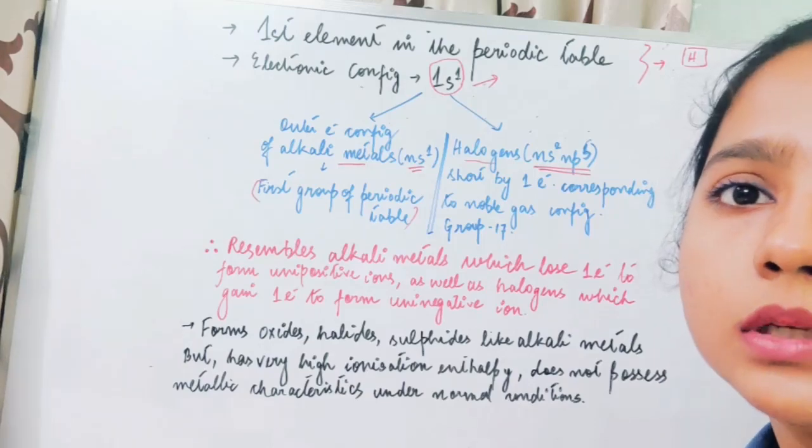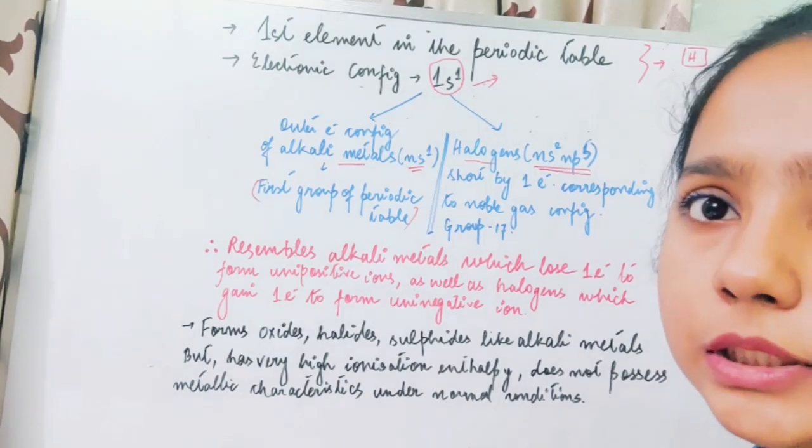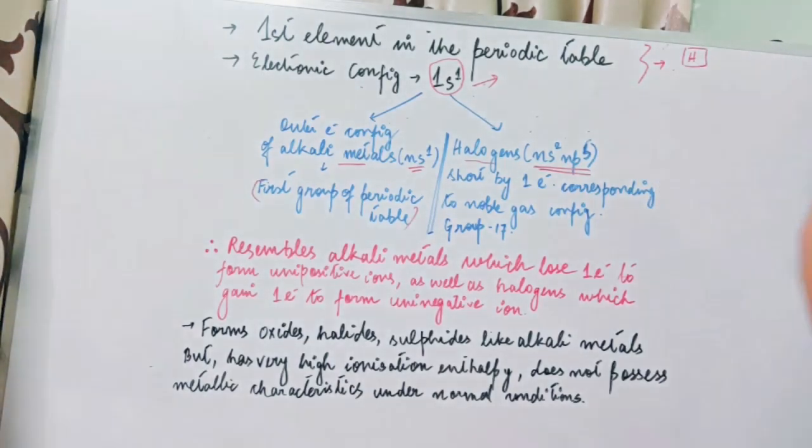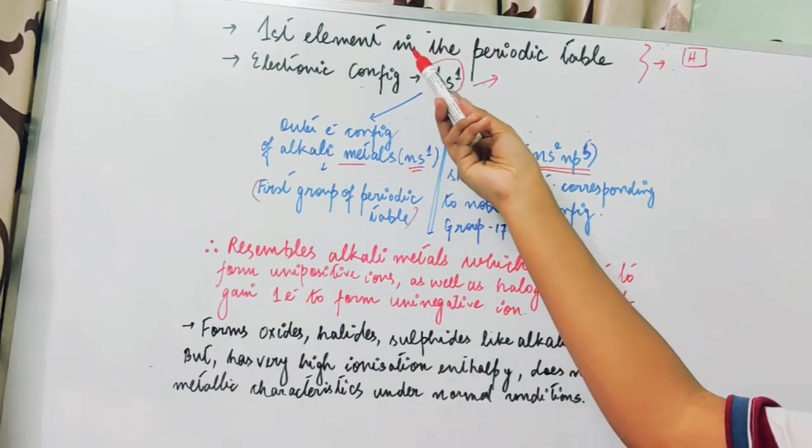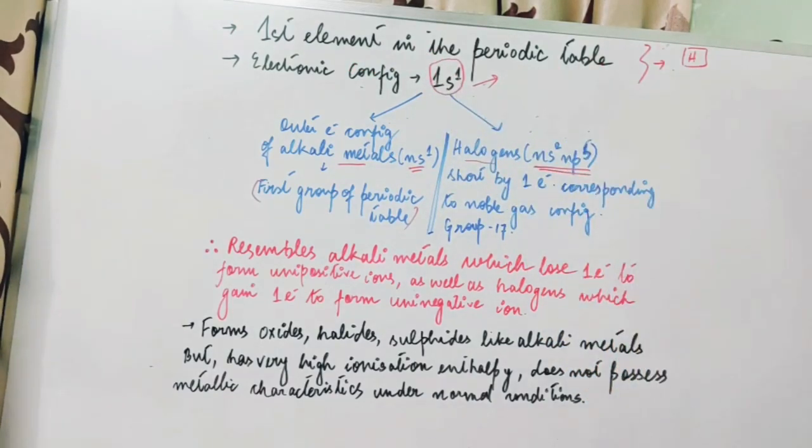Now we'll be discussing the position of hydrogen in the periodic table. This has been a matter of debate for quite a long time. Currently, it is the first element placed in the periodic table. If you look at the periodic table, hydrogen is the first element on the left hand side, the topmost left hand corner.